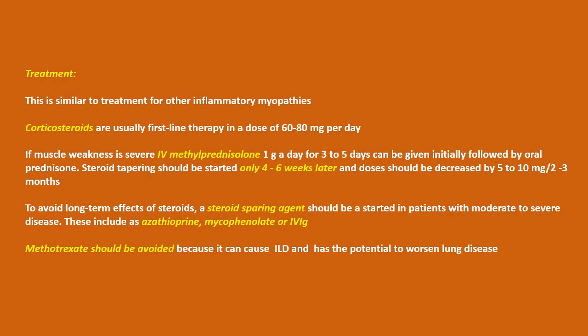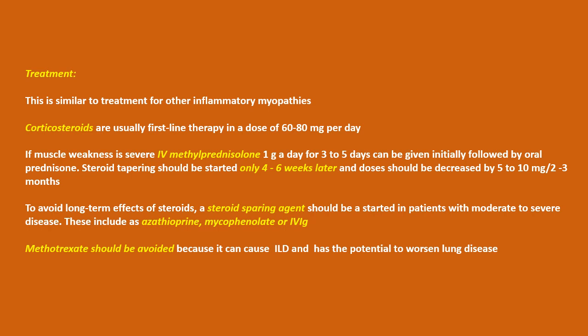Treatment. This is similar to treatment for other inflammatory myopathies. Corticosteroids are usually first-line therapy in a dose of 60 to 80 milligrams per day. If muscle weakness is severe, IV methylprednisolone 1 gram a day for 3 to 5 days can be given initially, followed by oral prednisone. Steroid tapering should be started only 4 to 6 weeks later, and doses should be decreased by 5 to 10 milligrams every 2 to 3 months.